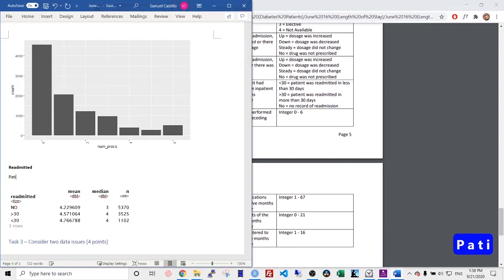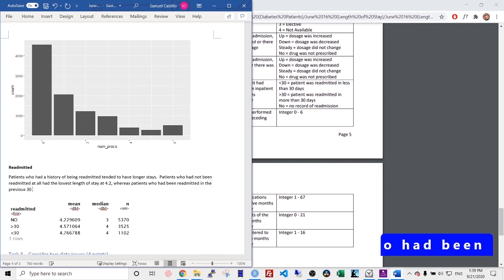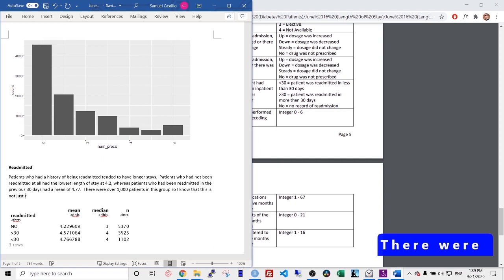So, say patients who had a history of being readmitted tended to have longer stays. Patients who had not been readmitted at all had the lowest length of stay at 4.2, whereas patients who had been readmitted in the previous 30 days had a mean of 4.77. There were over 1,000 patients in this group.